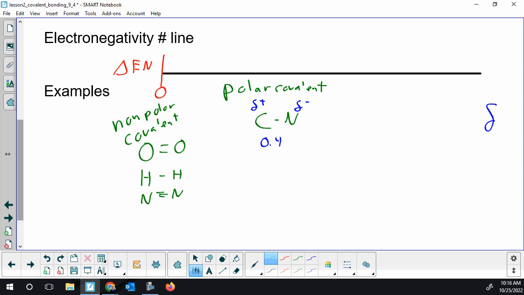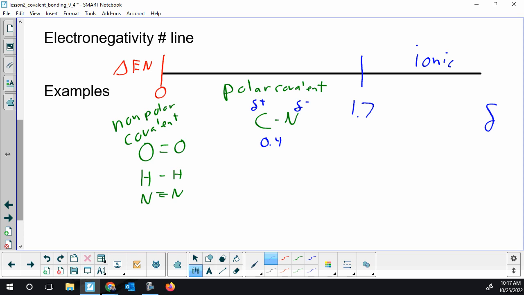We find that there's still sharing all the way up to 1.7. This is a rough guide. This isn't a rule, but it's a really good trend. If the difference between the two atoms is less than 1.7, there's still some sharing. Once the difference gets above 1.7, we would predict ionic bonding.